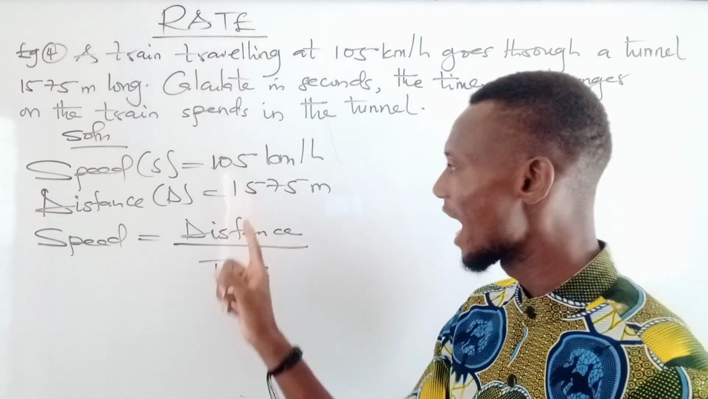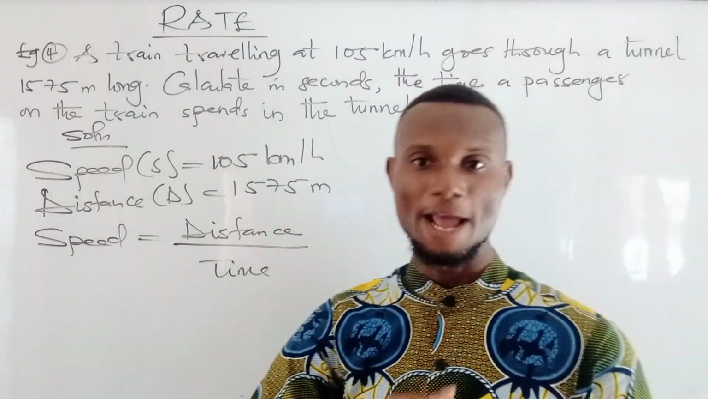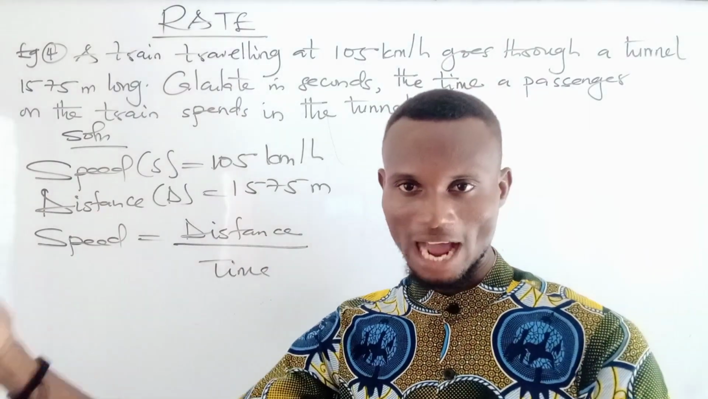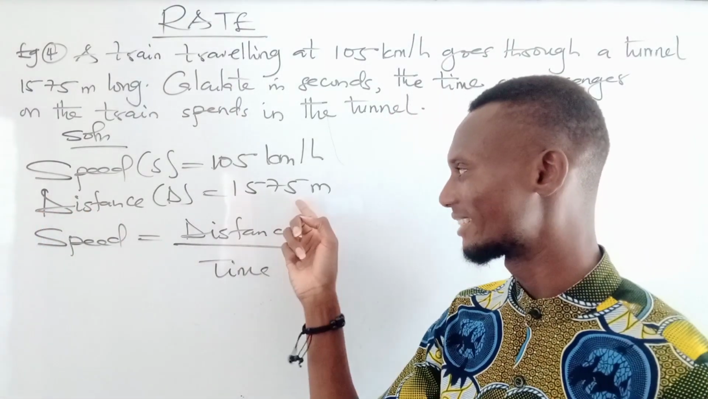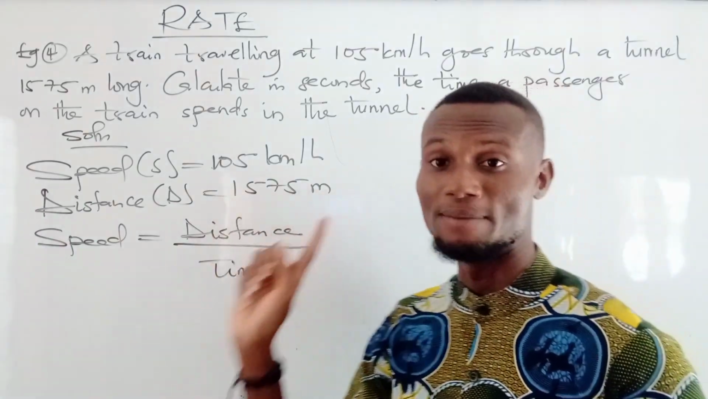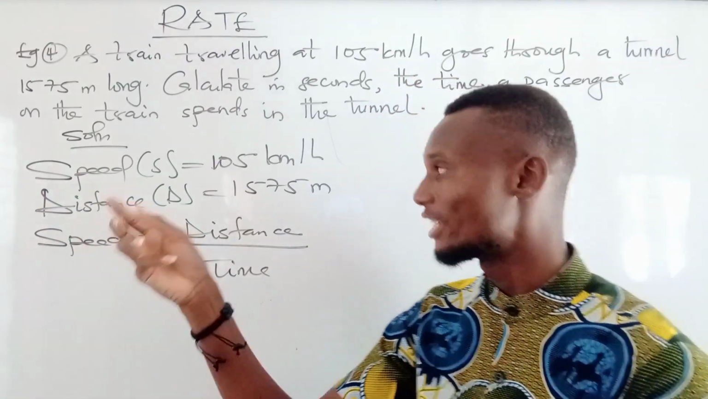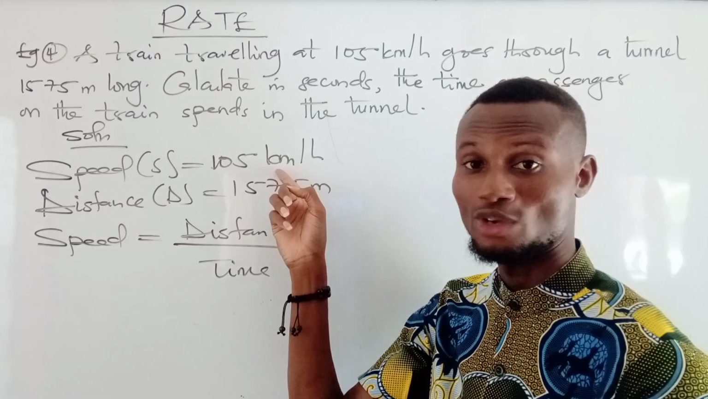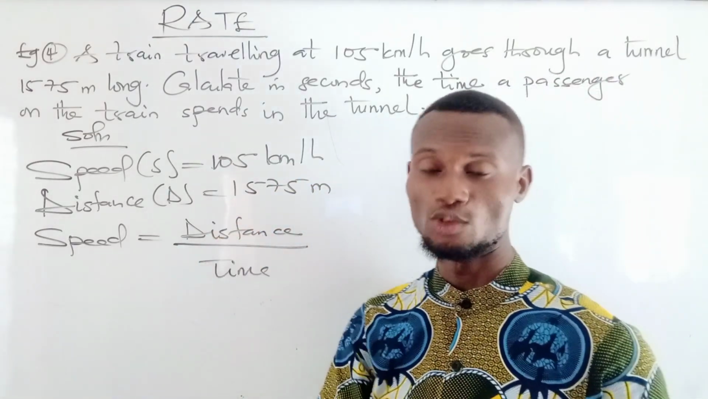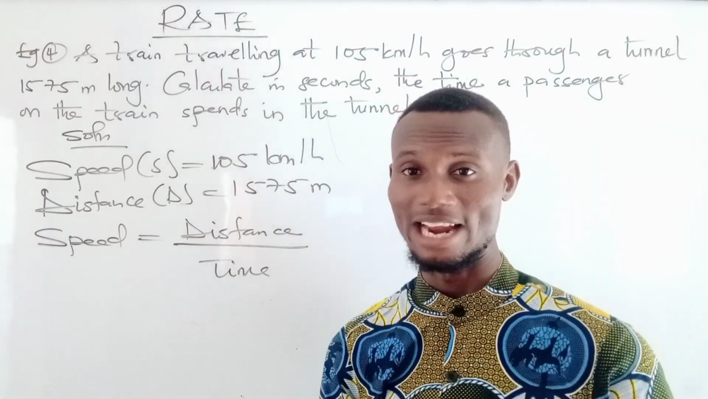We have 105 kilometers per hour, meaning that the distance is supposed to be in kilometers and the time is supposed to be in hours. But you have been given a distance which is in meters, so we cannot solve with it. We have to convert it to kilometers, because it needs to have the same unit as what we have here. I hope the explanation is clear enough up to this point.